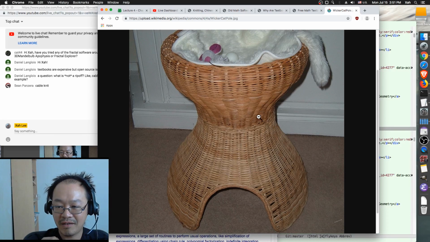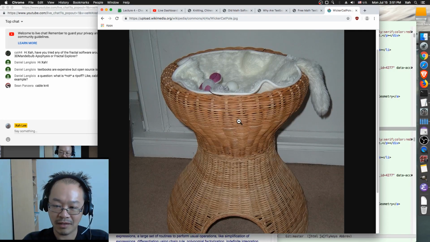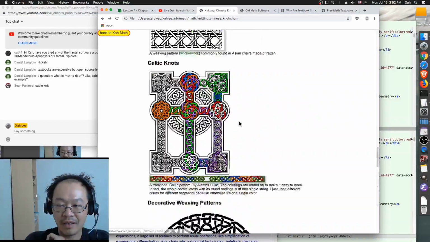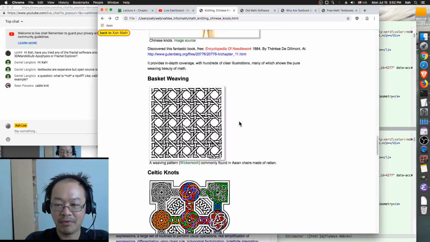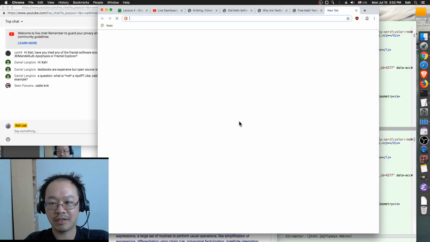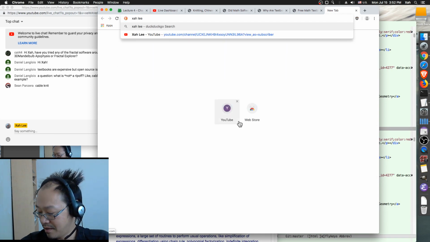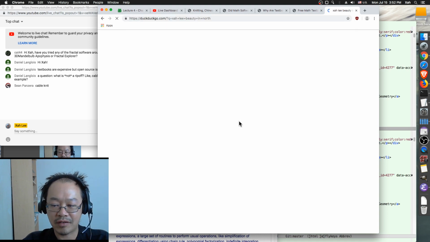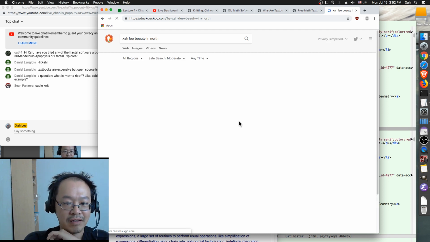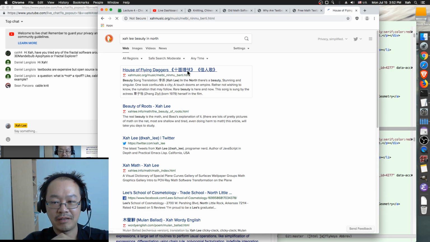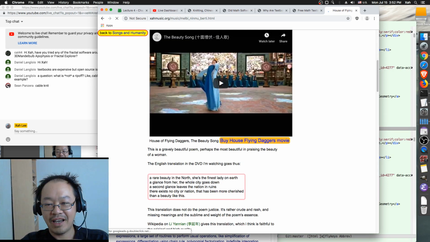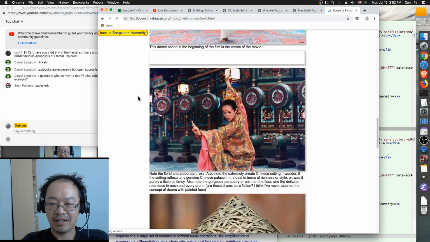This one is no good. It doesn't look very good, because it doesn't illustrate the intricate math patterns. But let me show you some of the rattans. Okay, so let me see. Let me show you Sally, the House of Flying Daggers. There, I have a photo of a girl with this weaved hat.